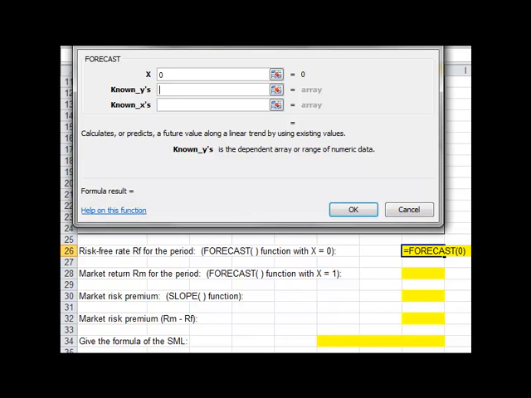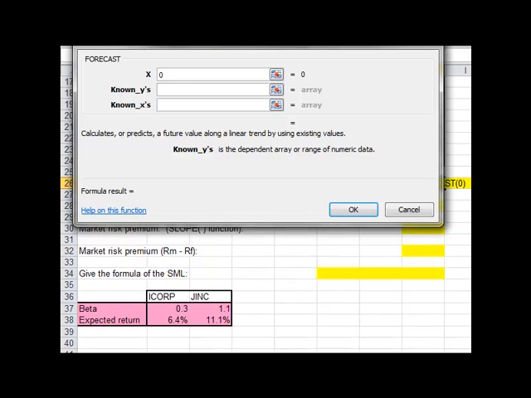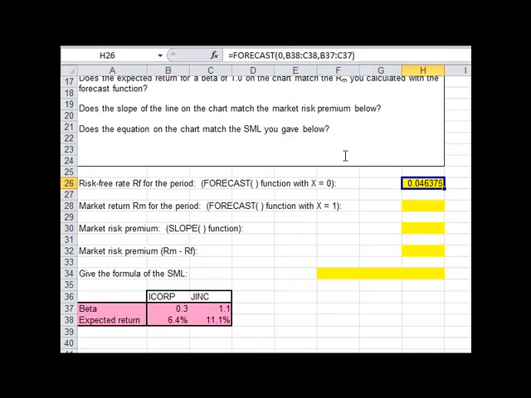Down below, I have information for two particular investments. Those are iCorp and Jink. And the Y's are the expected rates of return, and the X's are the betas. So I'm going to highlight those values and then click OK. And I come up with a risk-free rate of return of 4.64%.